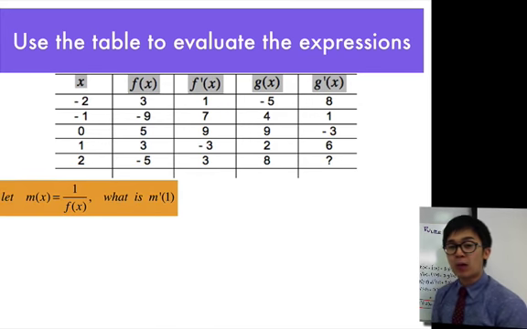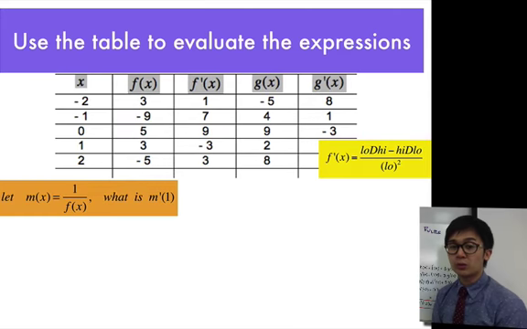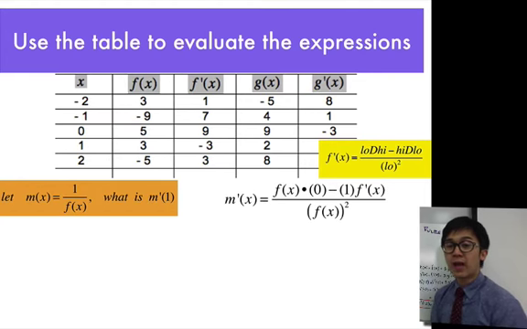Now for this last problem that we have m of x, which is 1 all over f of x. And we are asked to find m prime of 1. So just like what we did on our previous example, we're going to think of the derivative rule that will apply to our given function. And since we have a rational function, we will use the quotient rule in finding the derivative of m of x. The derivative rule for the quotient rule is low d high minus high d low all over low low.